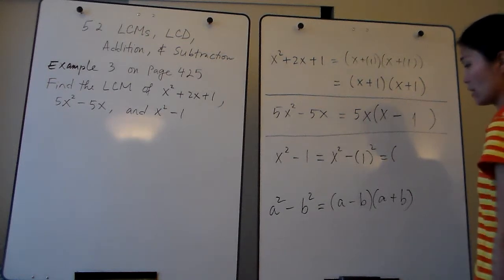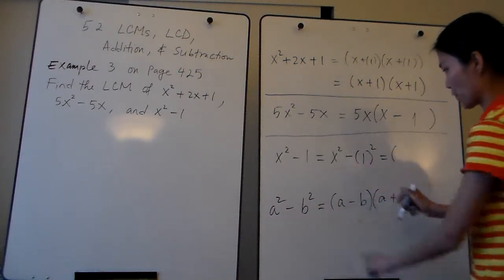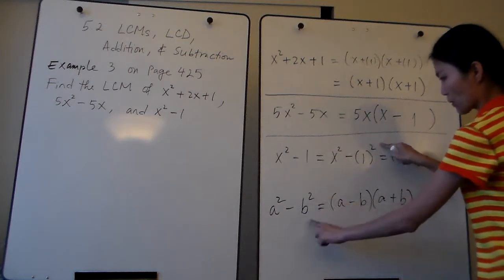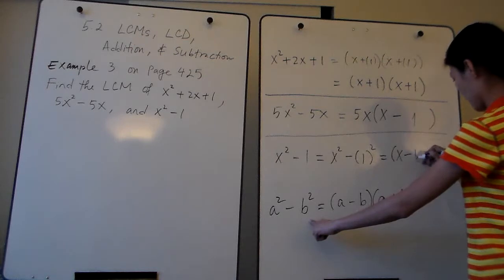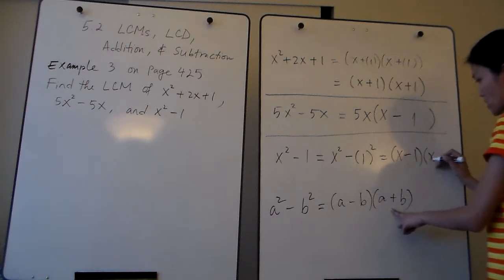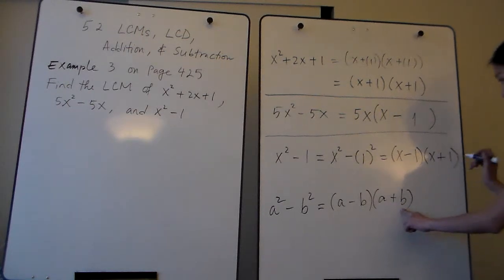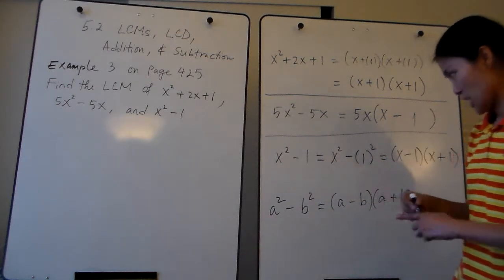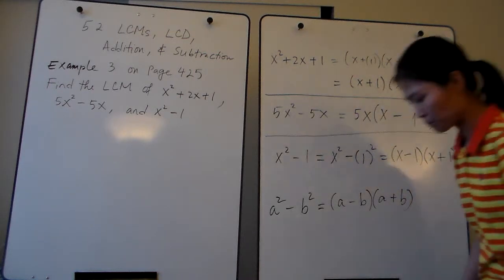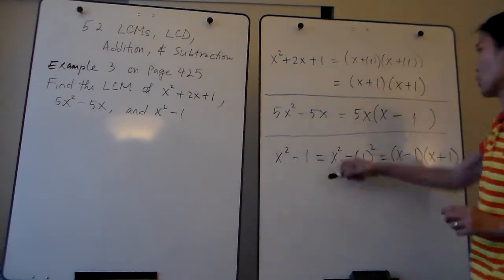So a is x, since a squared is x squared. So a minus b is x minus b. What is b? 1 squared is b squared, after the minus, so b is 1. So x minus 1. Then a plus b: we know a is x, so x plus b, which is 1. So the third expression, x squared minus 1, can be factored into x minus 1 times x plus 1. Now we're done with factoring all three expressions.